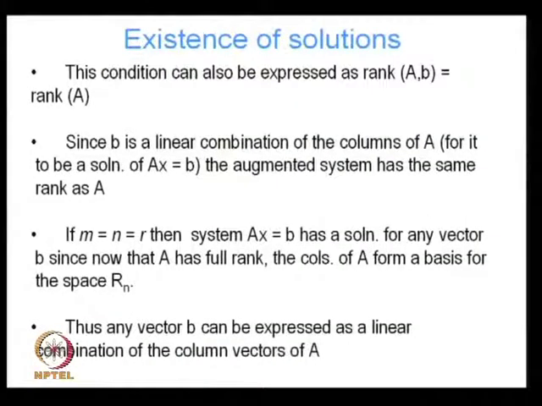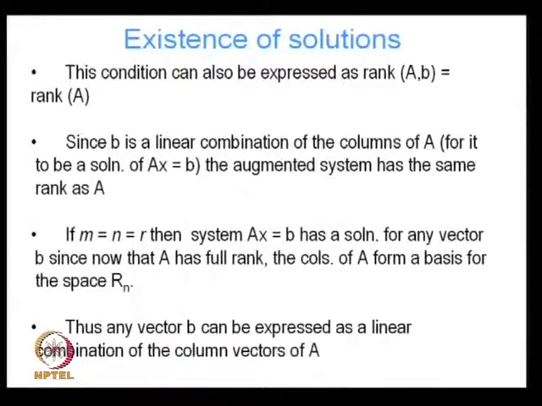This condition can also be expressed by the requirement that rank of [A b] is equal to rank of A. What this means, since b is a linear combination of the columns of A, is that if we augment A by adding an additional column b, we do not change the rank of A, because b is a linear combination of the columns of A. So, if we add b as an additional column to A, it does not change the number of linearly independent columns of A. So, since b is a linear combination of the columns of A, the augmented system has the same rank as A.